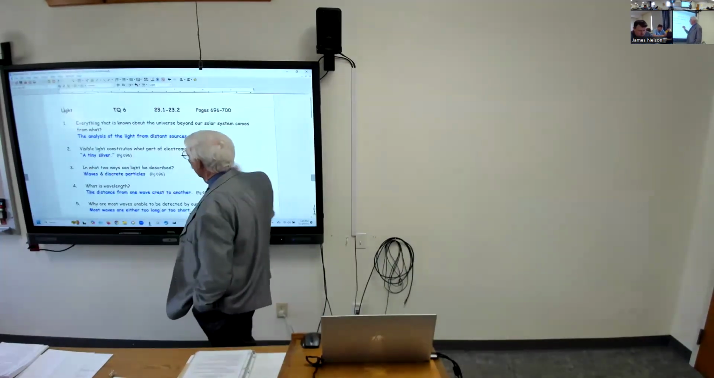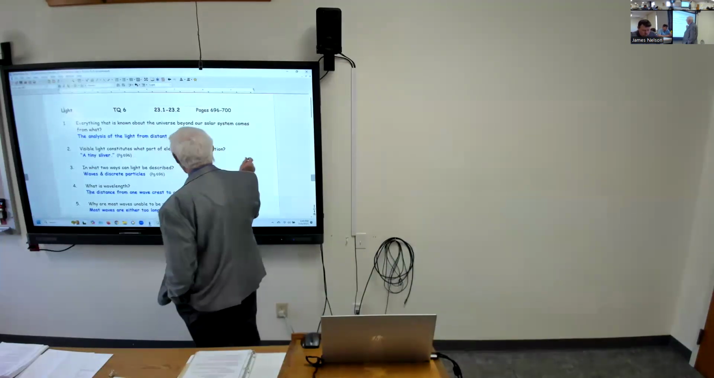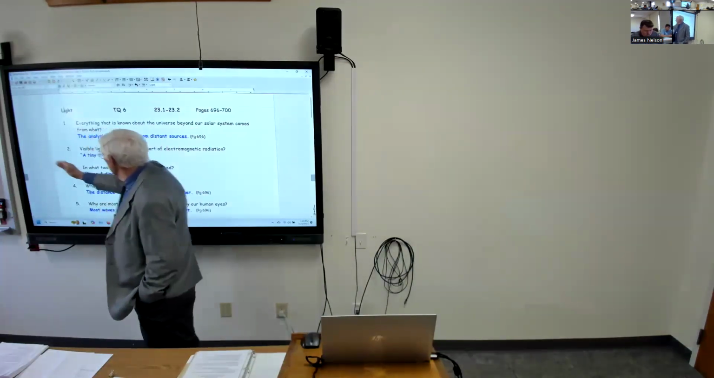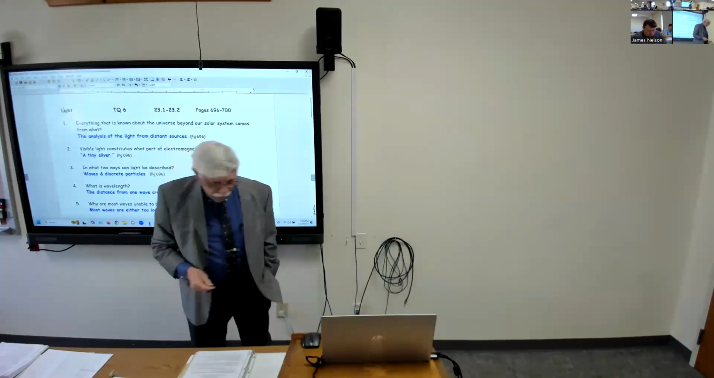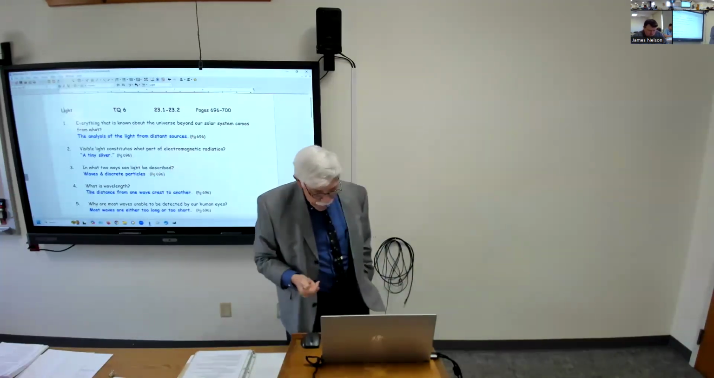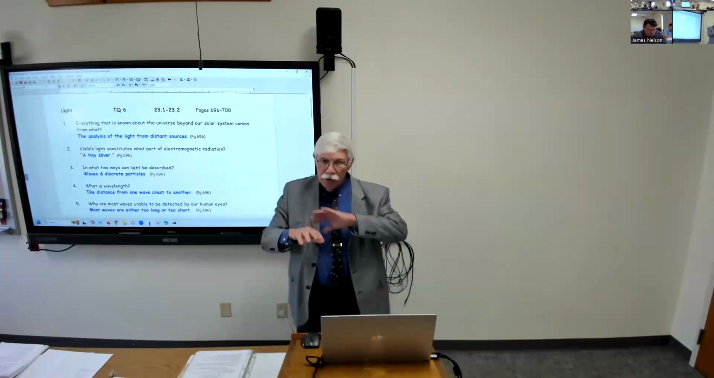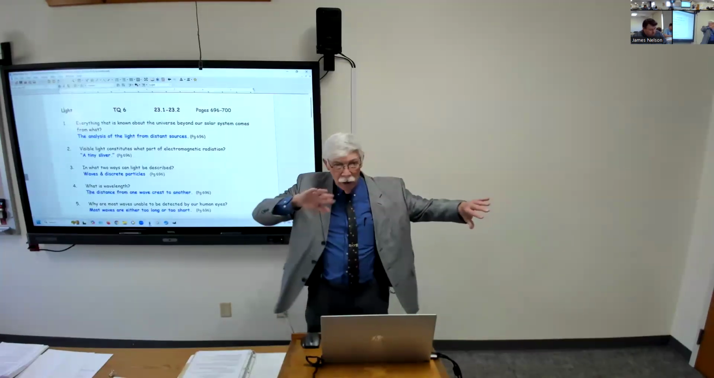It covers everything from nanometers to miles, and there's just a little teeny part of it that is visible for you and I to see. The reason we can't see the rest is that some of the wavelengths are too long for us to see, and some are too short.